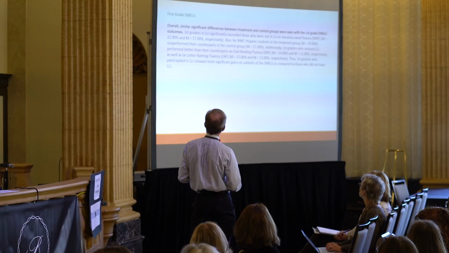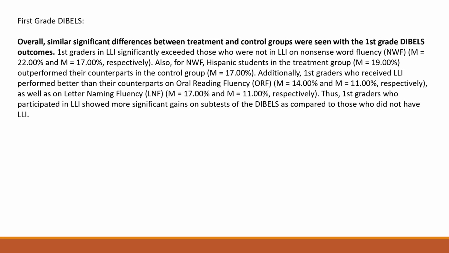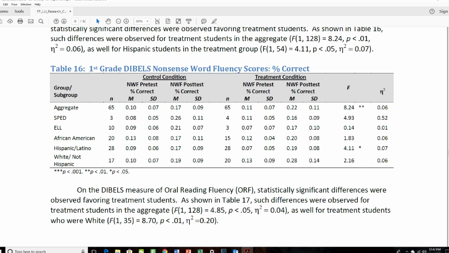So for first grade, overall similar significant differences. Yes, very similar between treatment and control groups, we're seeing with first grade DIBELS. Once again, oh, look, it's bigger. But this time it was only the Hispanic and Latino kids who benefited. If you take them out, you still get some benefit. Look at the ELL kids who did better. There's only three of them in the treatment group and only 10 over here. Why did they divide them 10 and 3? These are questions that I ask. Everybody else got divided pretty evenly. Why did they do this? But again, most of these groups simply did not benefit.